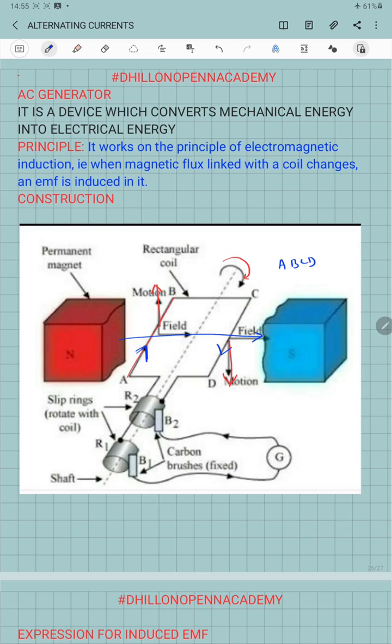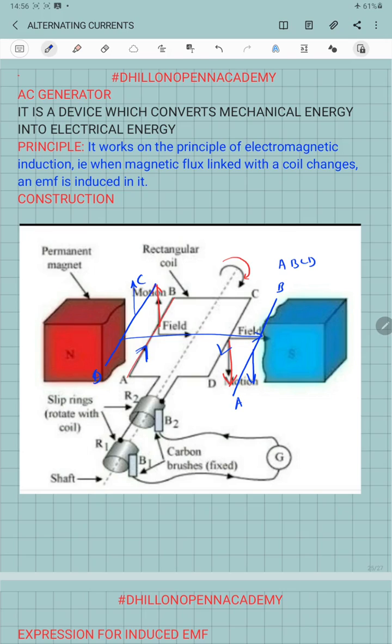Now as the coil rotates, after the half rotation, the two arms AB and CD are going to interchange their positions. After the half rotation is complete, arm AB appears on the right side and arm CD appears on the left side. Now the CD arm, which was going downward earlier, is now going in the upward direction. The AB arm, which earlier was going in the upward direction, will now be moving in the downward direction.